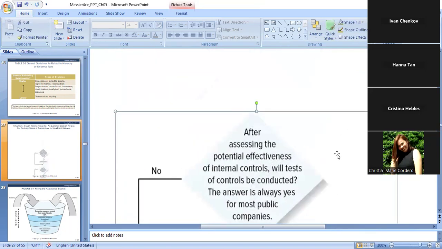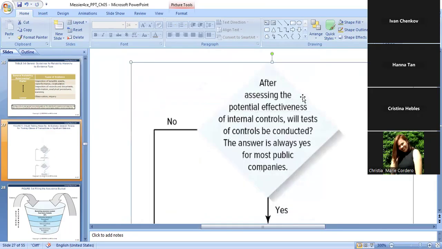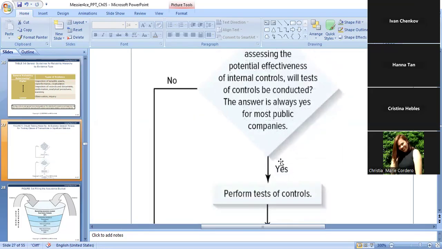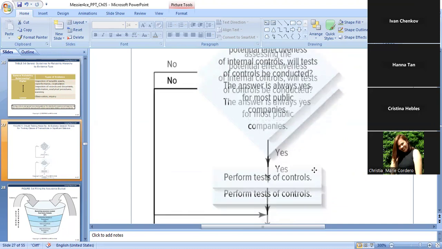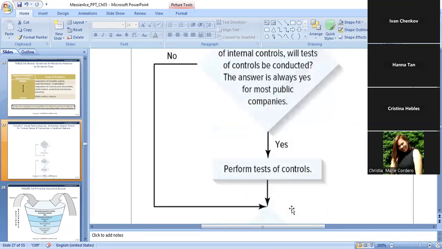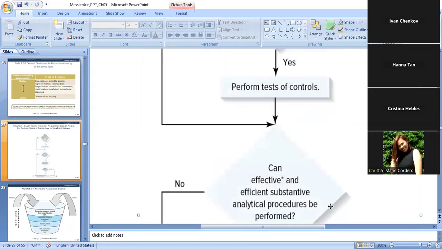Another thing, let's see what it is. After assessing the potential effectiveness of the internal control, will the test of control be conducted? If the answer is yes, that will be a public company. If the answer is no, then we're going somewhere else. If it's yes, then we have to perform the test of control. If the answer is no, we're not performing the test of control.